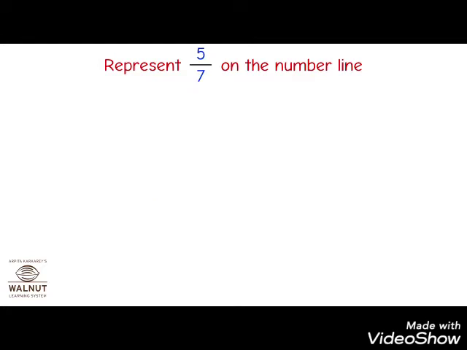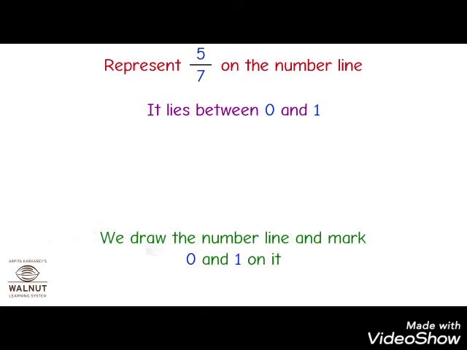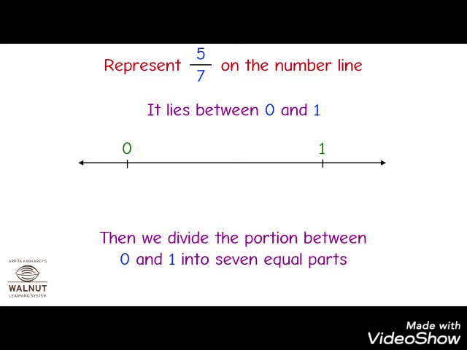Let's represent 5 upon 7 on the number line. It lies between 0 and 1. We draw the number line and mark 0 and 1 on it. Then we divide the portion between 0 and 1 into 7 equal parts.